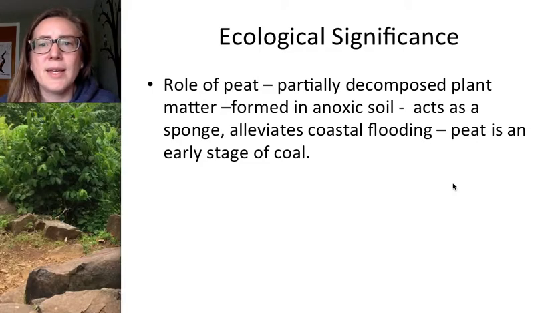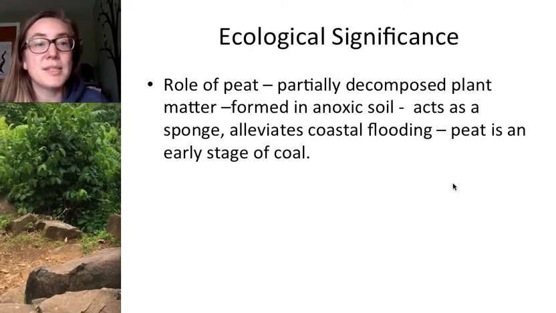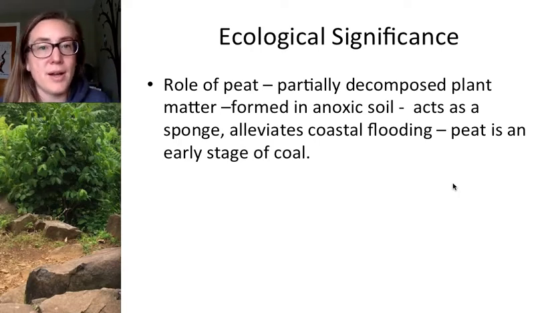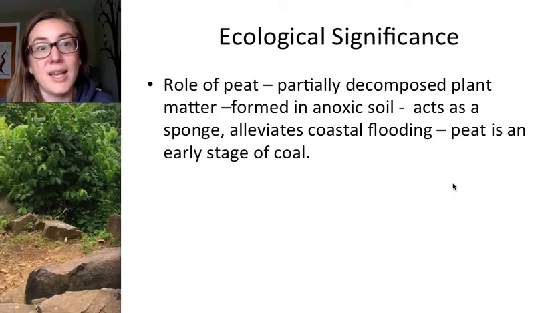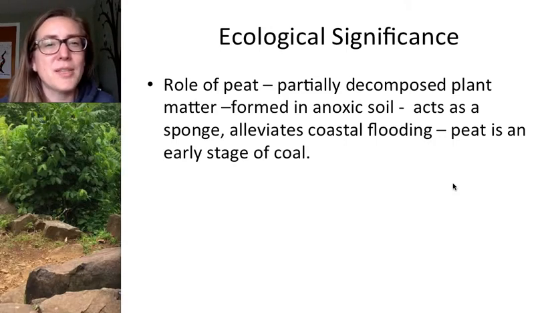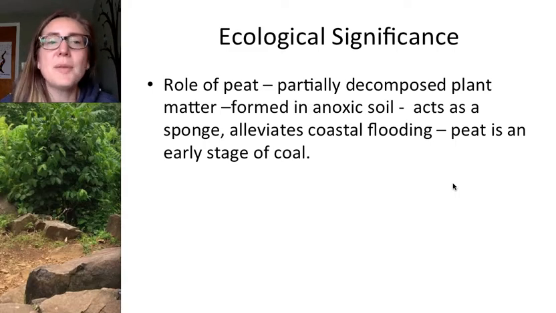So some more about peat. It is partially decomposed plant matter. This is going to be formed in anoxic soil, so it is broken down by bacteria that do not require oxygen. Because these bacteria do not require oxygen, they tend to use sulfur, and they're going to be using sulfur and putting off sulfur, which is why a lot of the salt marsh, the mud region, is going to smell like rotten eggs. But apparently it is good for the skin with this anoxic bacteria. Peat is going to act like a sponge, so it does help to retain a lot of the water. It does help to alleviate coastal flooding, and again, it's an early stage of coal.